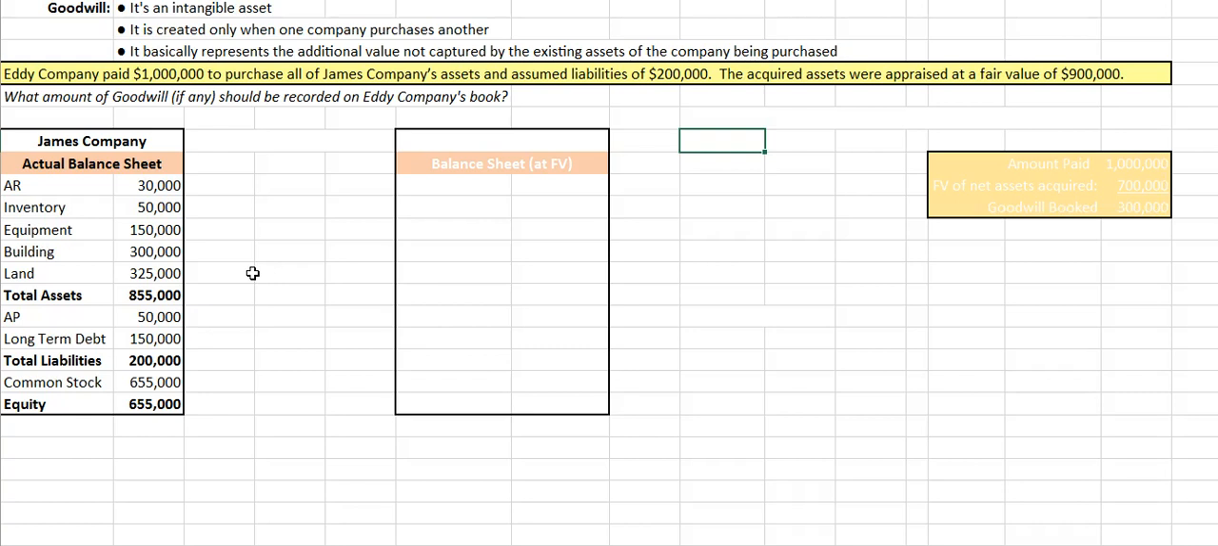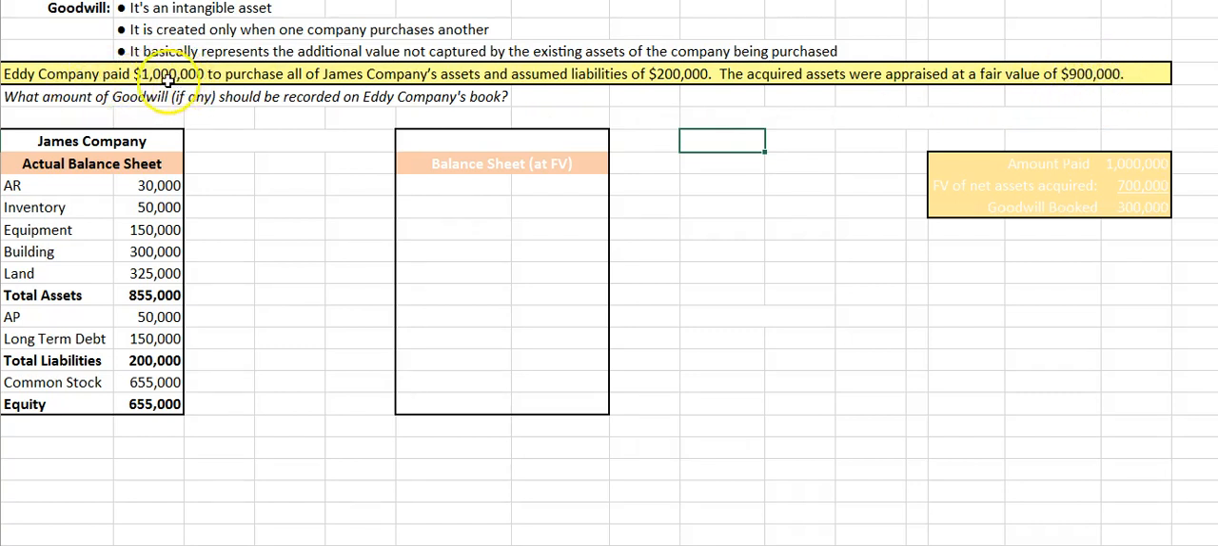So let's take a look at an example, and hopefully this example will help explain it a little bit better. This example is from the PowerPoint slides. Eddie Company pays $1 million to purchase all of James Company's assets and assume liabilities of $200,000. Okay? The acquired assets were appraised at a fair value of $900,000. What amount of goodwill, if any, should be recorded by Eddie Company? Okay, so Eddie Company paid $1 million for a company that has net asset value of $900,000.